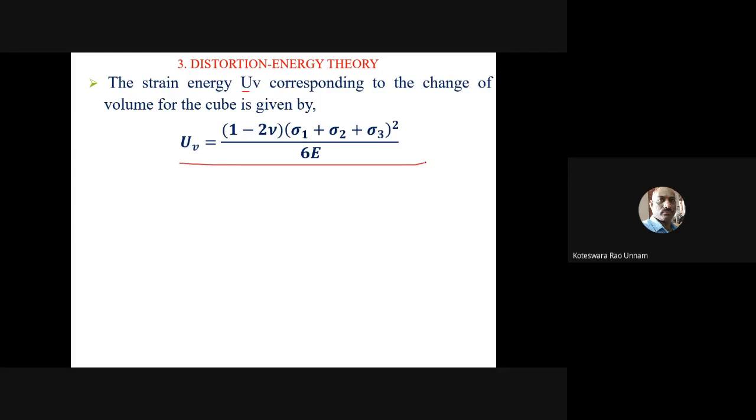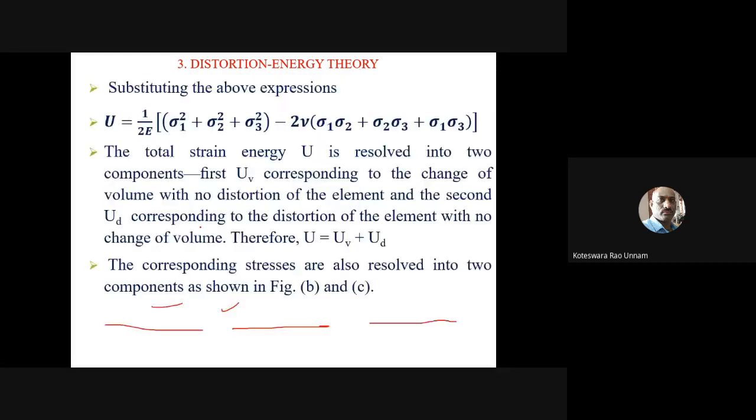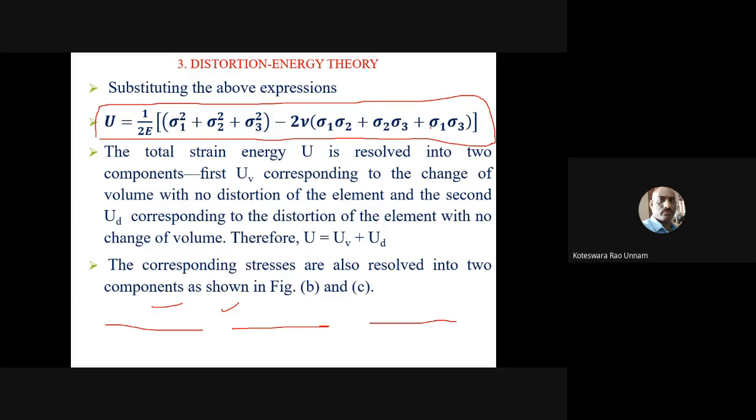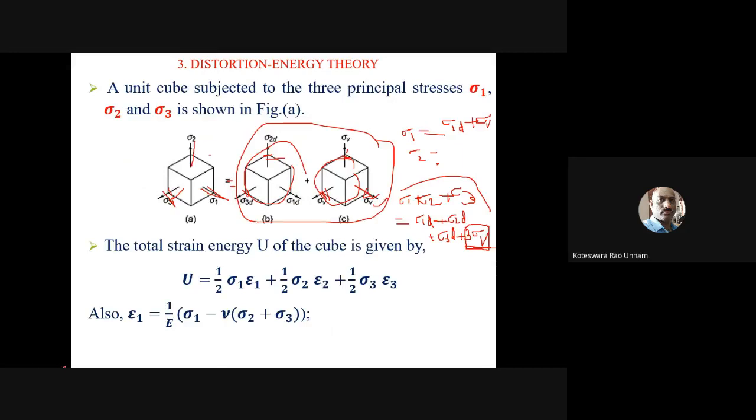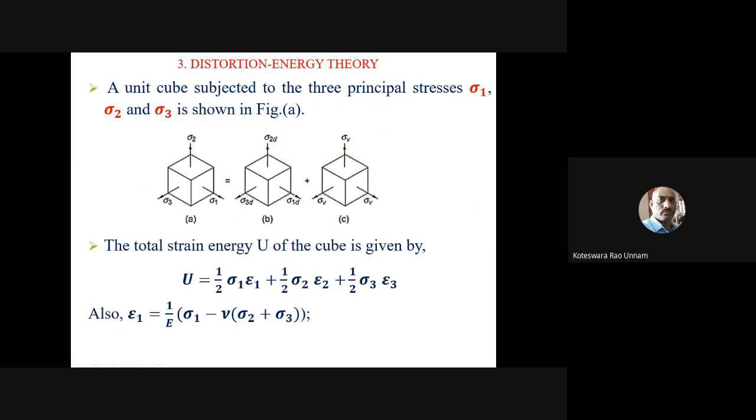So how did I get this? I have an expression for the strain energy when the block is subjected to sigma 1, sigma 2, sigma 3. But now in the case of this volumetric change, in the third case, I want to calculate the strain energy for this block.